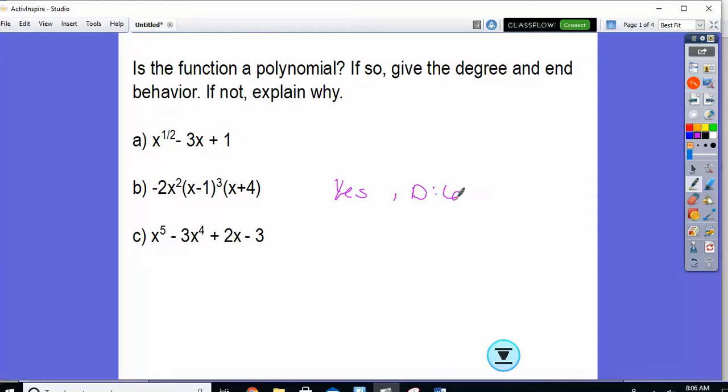Okay, in end behavior, remember, even degrees look like a parabola. Odd degrees look like the chair. This is an even degree, so it looks like a parabola, but what else is going on? There's a negative. So what happens to that parabola? It flips. So our end behavior, both ends are down.